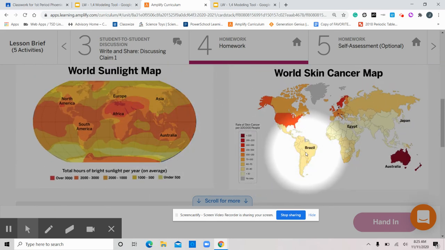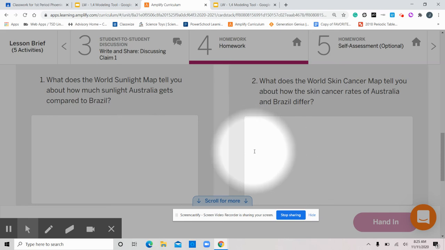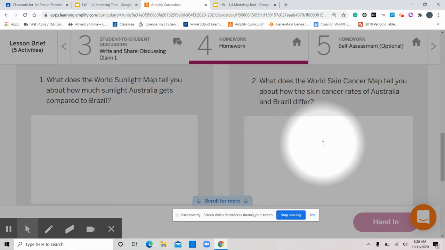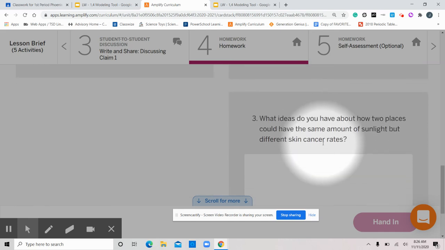So you're going to do that same comparison. You're going to look at Brazil, and you can see their skin cancer rates look like 10 to 40 incidences per 100,000 versus Australia, which is greater than 220,000. So look at these two maps, look at the data table, and then answer this question. From looking at that map, what does it tell you about skin cancer rates in Australia versus Brazil?